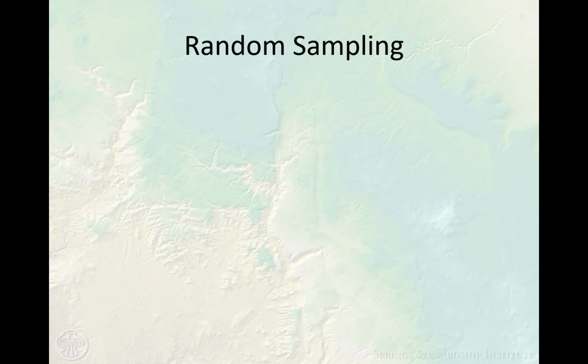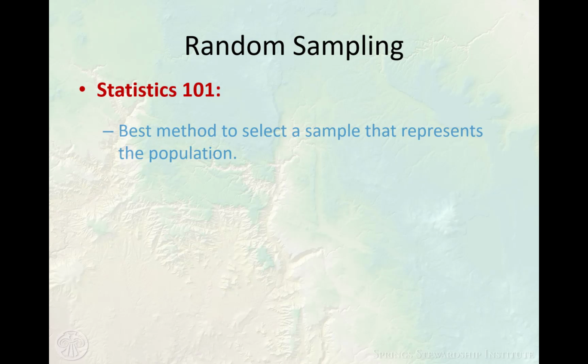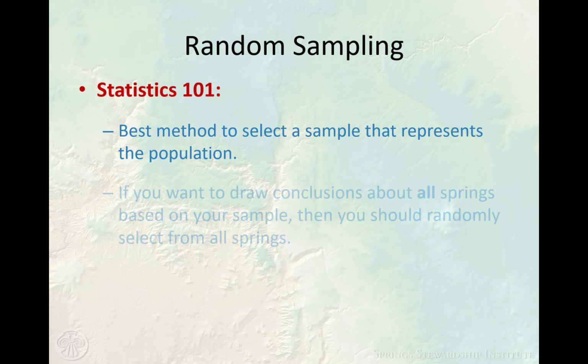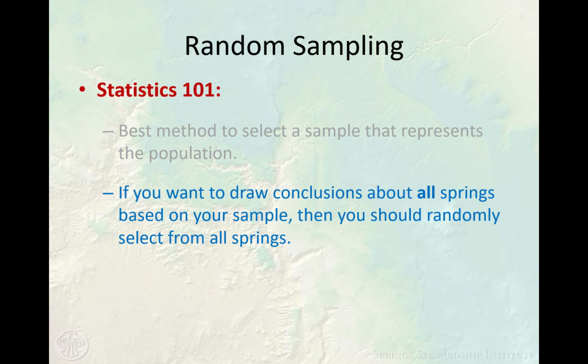Now, randomization is one of the fundamental ideas of statistics, and as I'm sure you know, if you want to study a sample from a larger population and you hope what you learn from that sample will apply to the larger population, your best bet is to randomly select your sample. If you want to draw conclusions about all springs on the landscape based on the springs that you survey, then you should randomly select your sample from that population of springs.